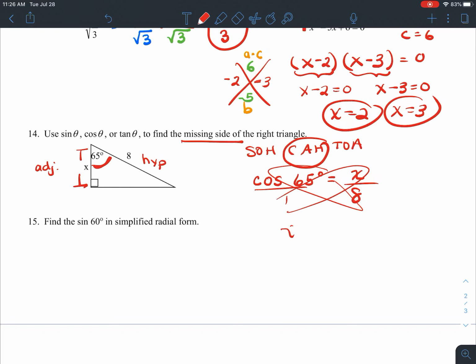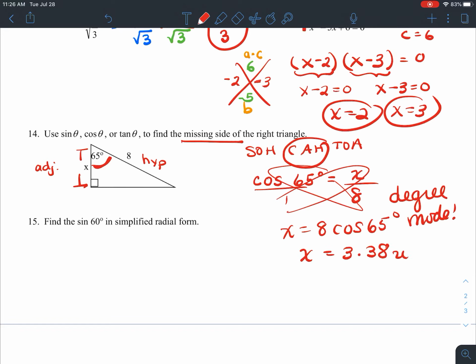I'm then going to cross multiply. Now here's the catch. If you go to type this into your calculator, you must be in degree mode. Okay, you have to be in degree mode, not radian mode. This gives you roughly 3.38 units for that answer.